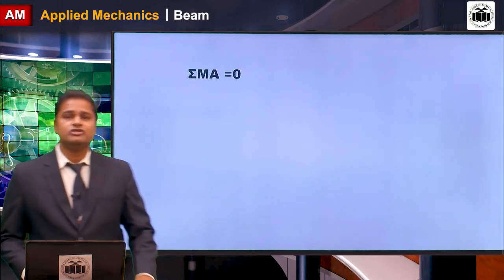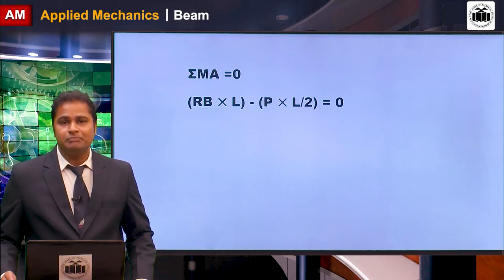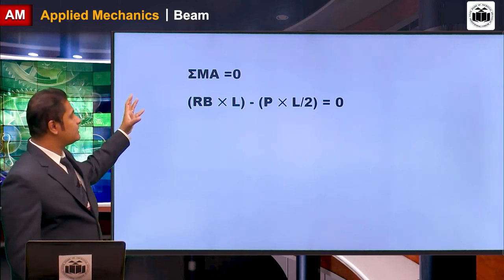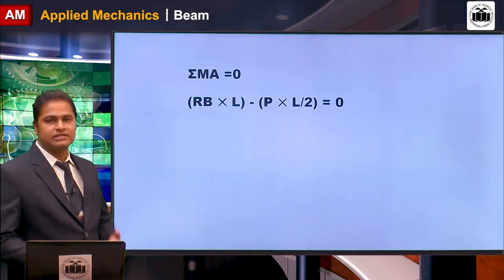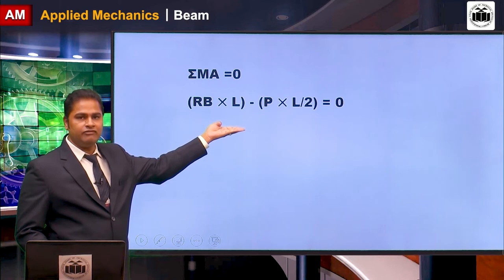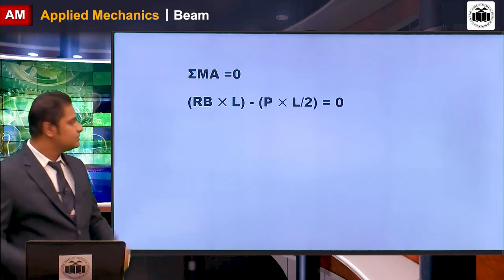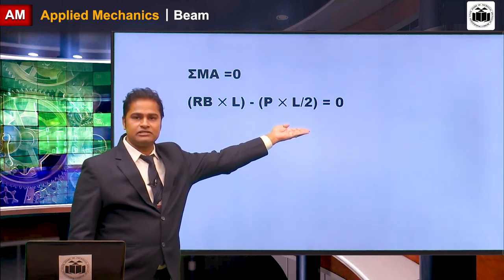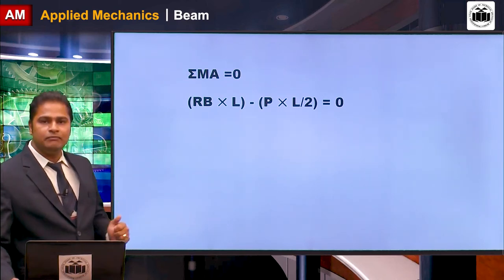The next step is the summation MA equal to 0: RB into L minus P into L by 2 equals 0. Summation MA means the moment produced at A equals 0. Moment means force into distance. RB is one force, and the distance between A and B is L. The second force, P, is at a distance L by 2 from point A. So this step is RB into L minus P into L by 2 equals 0.